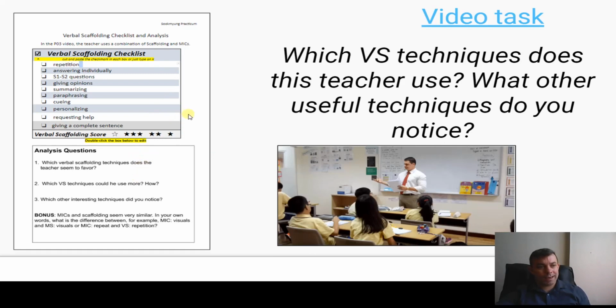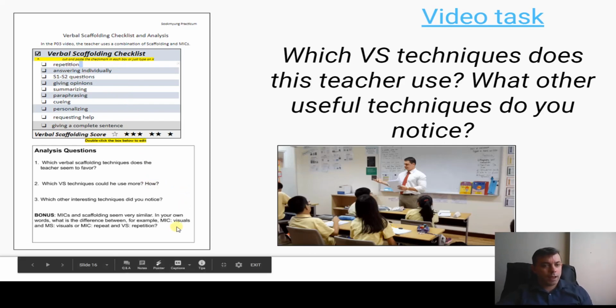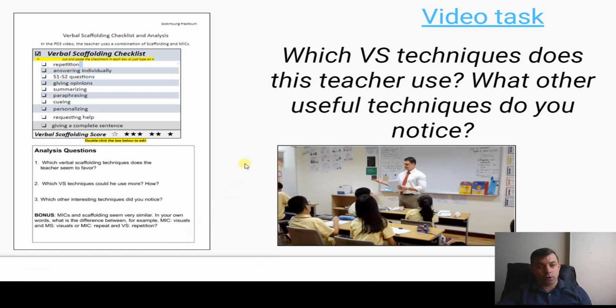analysis questions. You should be able to edit the checklist itself directly and answer the questions about the verbal scaffolding techniques that you see this teacher use, and any other interesting or useful techniques that you notice that might be from another part of our classroom interactions chart. Please take a moment to do that now.